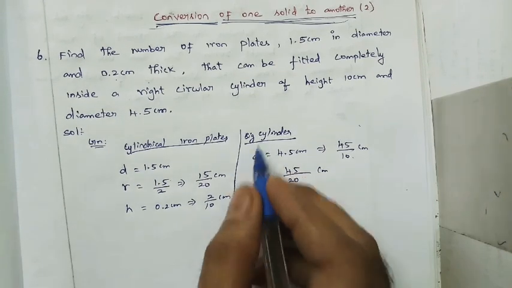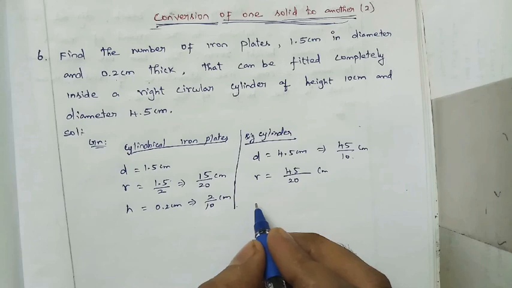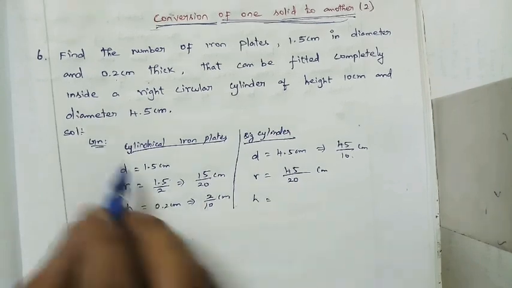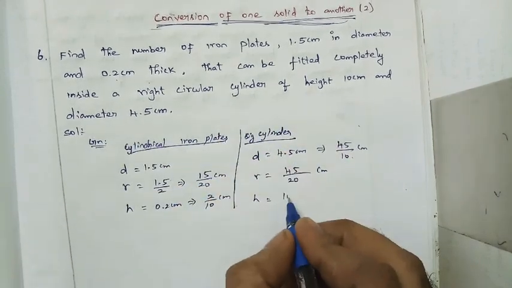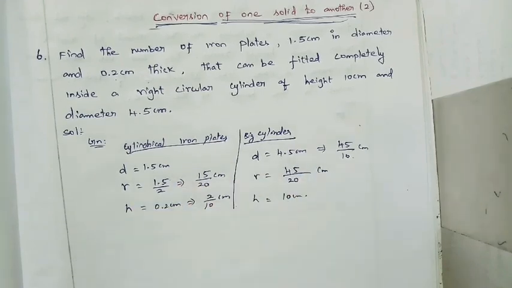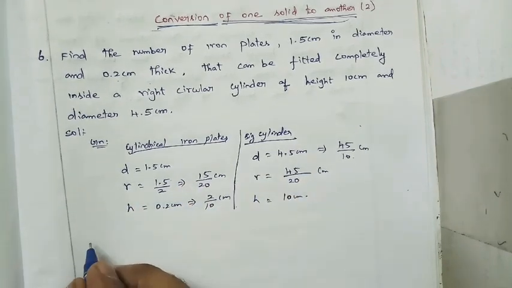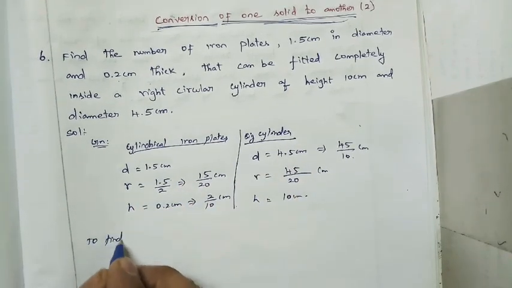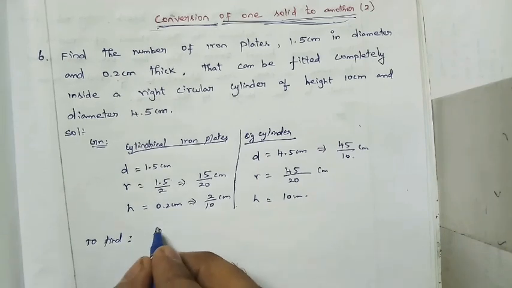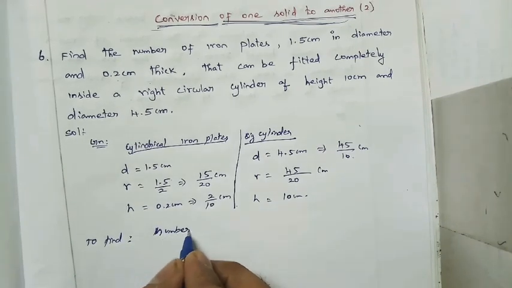This is the radius of the big cylinder. And the height, now I am going to write the height. What is the height of the cylinder? 10 centimeter. Now we have written all the givens. Now what do we want to find? To find is the number of iron plates.